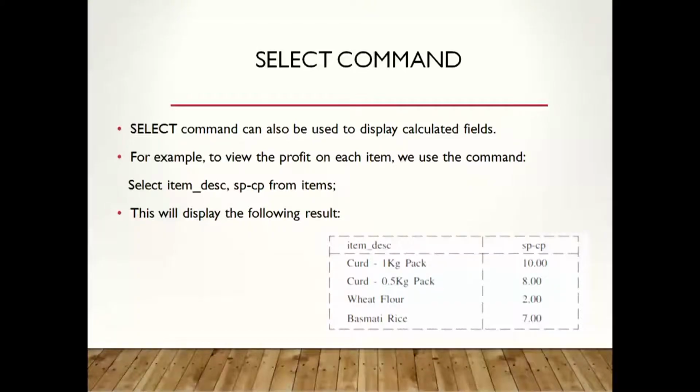So now the select command can also be used to display calculated fields. For example, to view the profit on each item, we use the command select item description, SP minus CP. Now as you all know that profit is selling price minus cost price, so we can calculate the profit by giving simply SP minus CP. It is going to give you item description and SP minus CP, 2 columns.